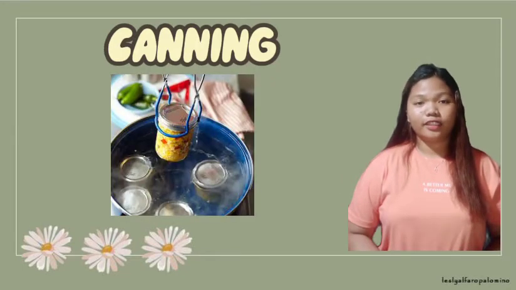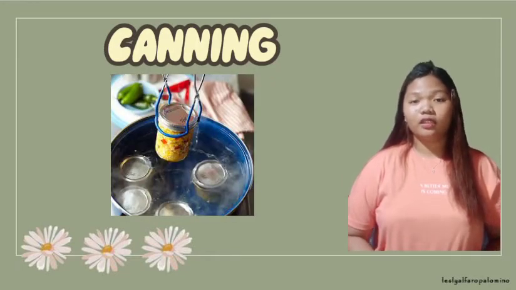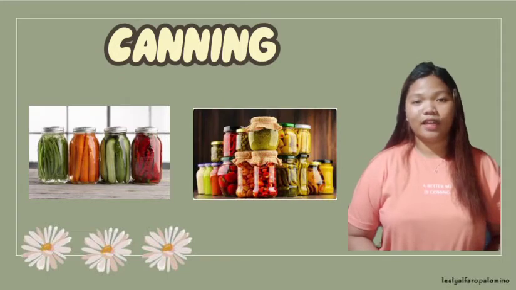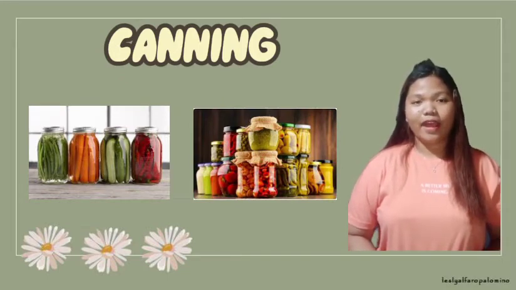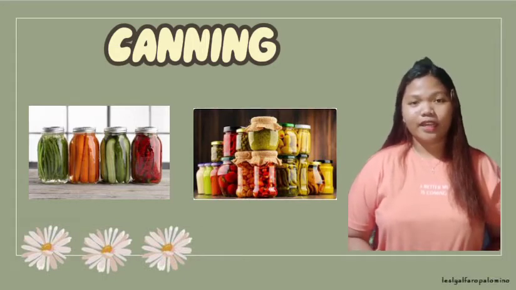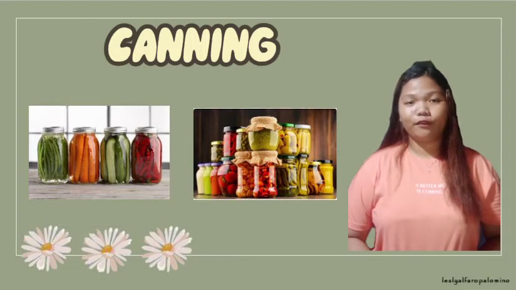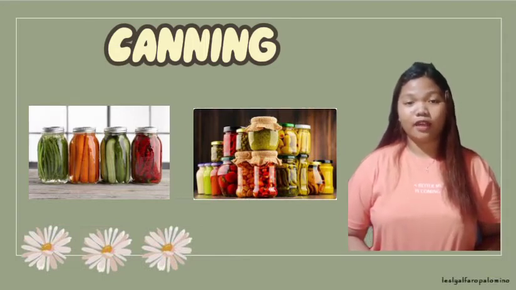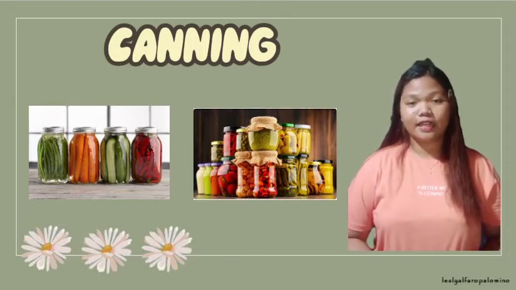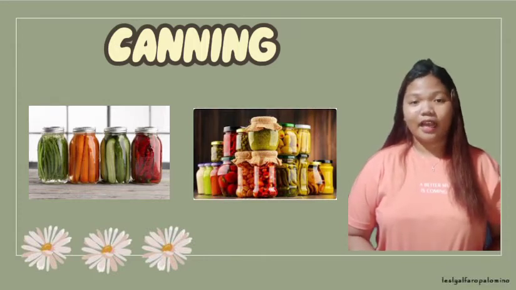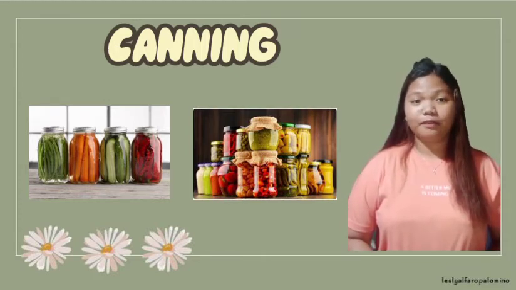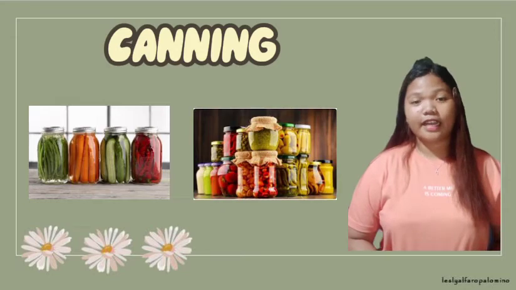Canning. In order to can foods, we need heat. The canning technique was developed by a French chemist in 1795 and was used to preserve food for Napoleon's army. Canning is a popular way of preserving fruits, vegetables, and meats. Examples of canning are sardines, peaches, canned corn, and others.